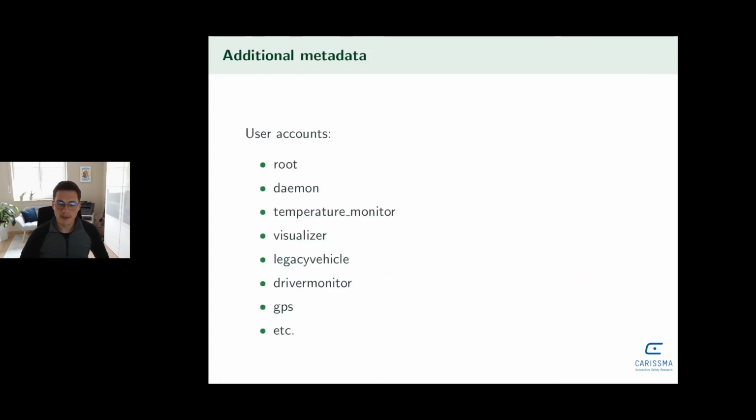So more user metadata that we collected from the SquashFS, here particularly using Magnet Axiom, for example, user accounts. It's root and daemon, which are pretty normal and common on Linux systems, but we also identified automotive-specific users. Here are some examples: the temperature monitor, the visualizer, the legacy vehicle user, the driver monitor, or the GPS. This is all pretty interesting now because we can use this information in investigations, but also in other domains like pen testing to take a look, for example, at legacy vehicle.